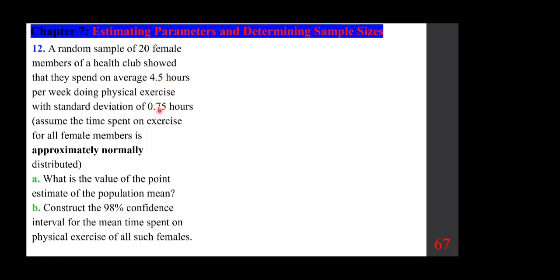Same thing with this one. Standard deviation, is it sigma or is it S? If it pertains to the whole population, it's sigma, but it goes back to those 20, so it's S. And that's the way you have to be careful reading to distinguish between S and sigma, X bar, and mu. What is the value of the point estimate of the population mean? I just mentioned that the point estimate of any population parameter is its corresponding sample statistic. For population mean, it is the sample mean.